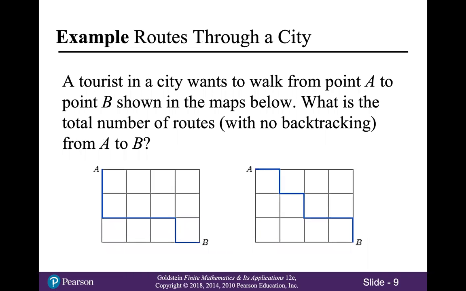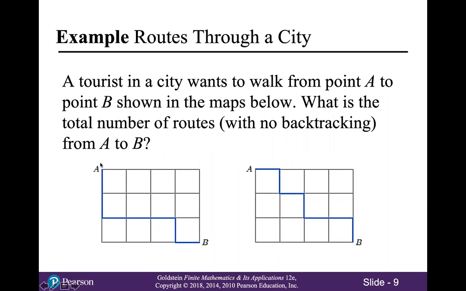And now we can move along to this problem. A tourist in a city wants to walk from point A to point B, as shown in the maps below. What is the total number of routes with no backtracking from A to B? So just notice, let's look at these examples.